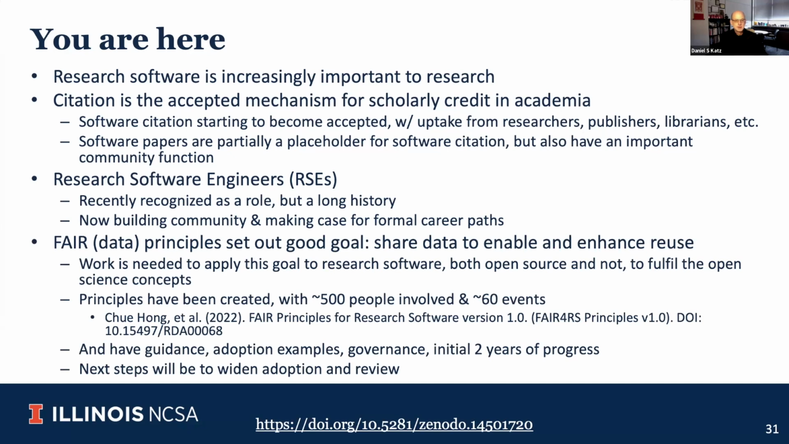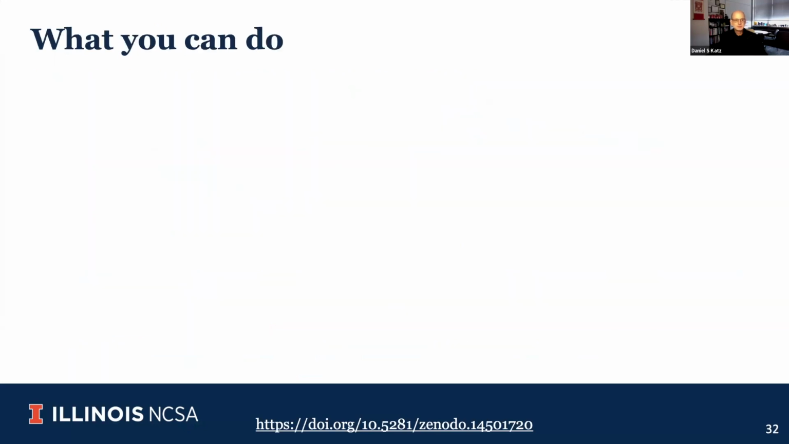The FAIR data principles set out a good goal to share data to enable and enhance reuse. And there was work that was needed to apply this to research software, both open source and not, to fulfill open science concepts. We created those FAIR for Research Software principles with about 500 people and about 60 events, with guidance and adoption examples and governance, and 2 years of progress so far. And we are now trying to widen adoption and review the principles.